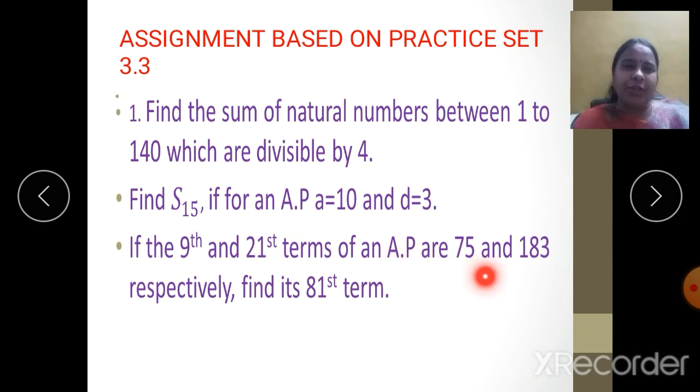Now this is related to the last sum which we did just now. See, 9th term and 21st term are 75 and 183. Means T9 is 75, T21 is 183. Using this, we can get two equations, simplify it, and then you want to find the 81st term. Okay, I am not asking here sum of 81 terms. I am asking you 81st term. Means T81 you have to find out. Okay, so get a and d from here and substitute in Tn formula to get T81.